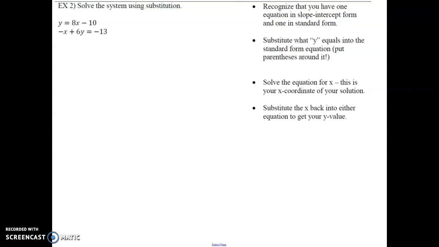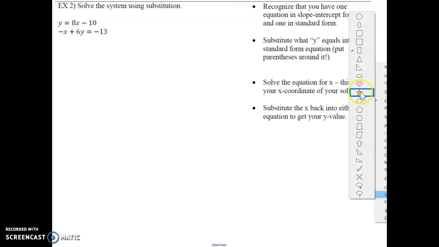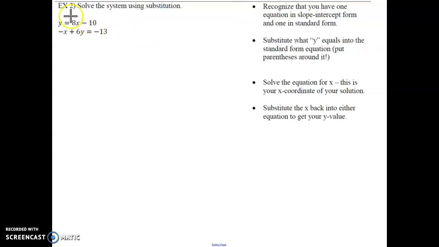Okay, same thing here. I have a y equals, so what I'm going to do is take this part here. That 8x minus 10, I'm going to replace the y in the second equation with that whole thing. So I'm going to take this and put it right there. When I do that, I have negative x plus 6, and then instead of y, I'm going to put in 8x minus 10 equals negative 13.